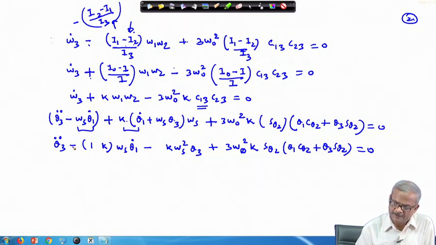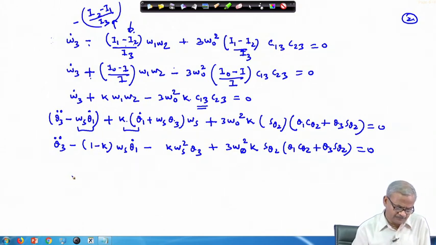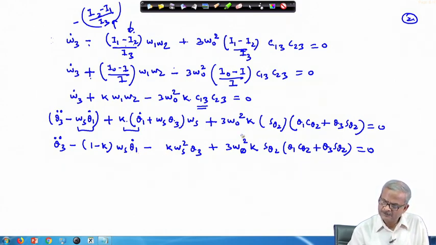So, if we take a minus sign out of this, this is 1 minus k omega s times theta 1 dot, and then this particular term omega s square. Here this is omega 0, this part is omega 0, which is the orbital angular velocity.